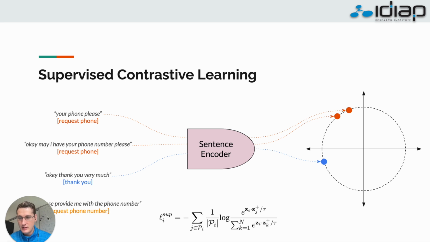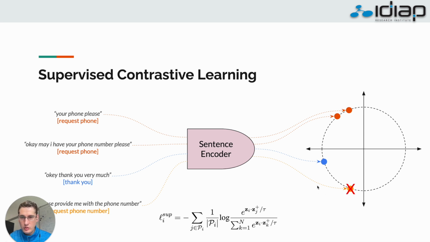Like for instance here, suppose we have this utterance, "please provide me with the phone number," which has the label request phone number instead of request phone. We know that this is semantically equivalent, but the problem is that with this loss, we will get this one mapped to a different region of the space simply because they have different labels.